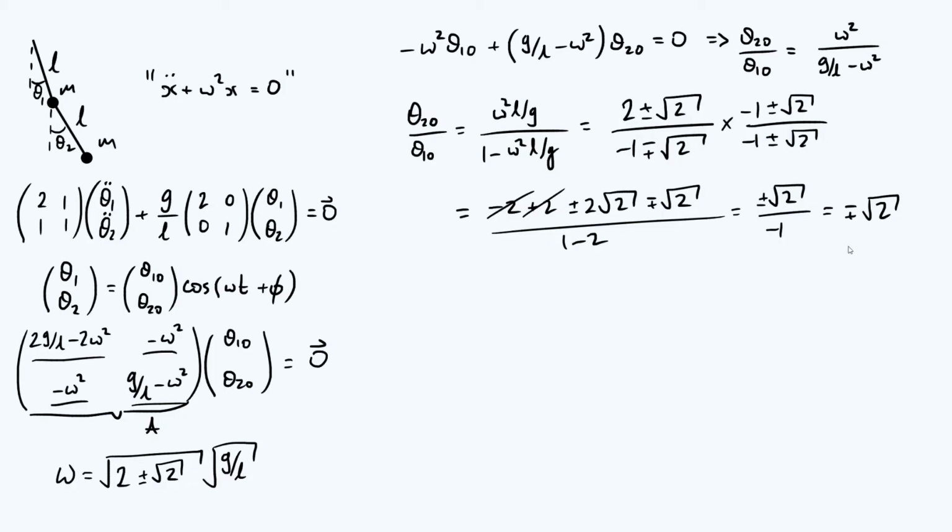Now, this is actually the best we can do, right? All we can do without further information is find the ratio of theta 20 to theta 10. The reason for that is, remember that we required the determinant of the matrix A to be 0. One way of looking at what that means is that the rows or the columns of the matrix are linearly dependent, right?